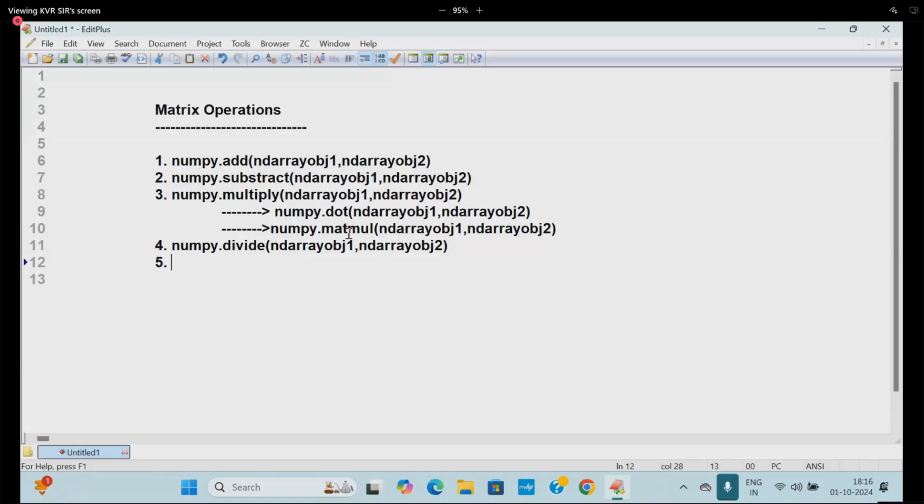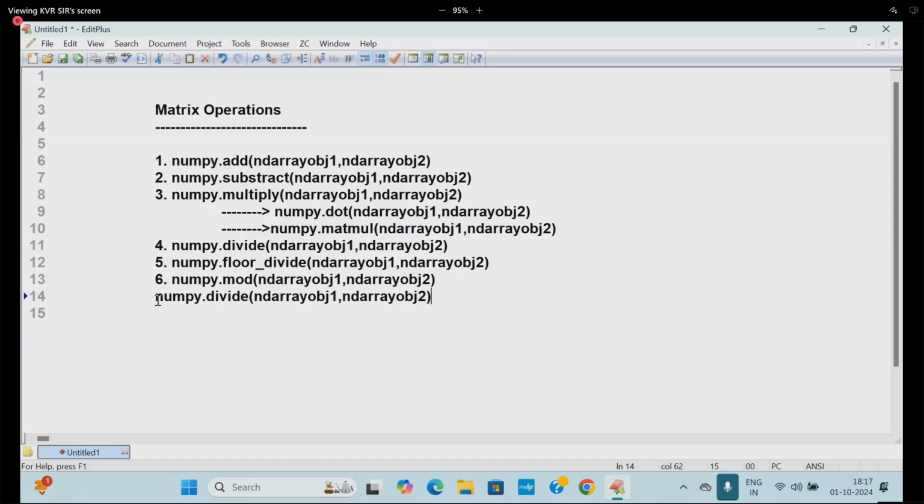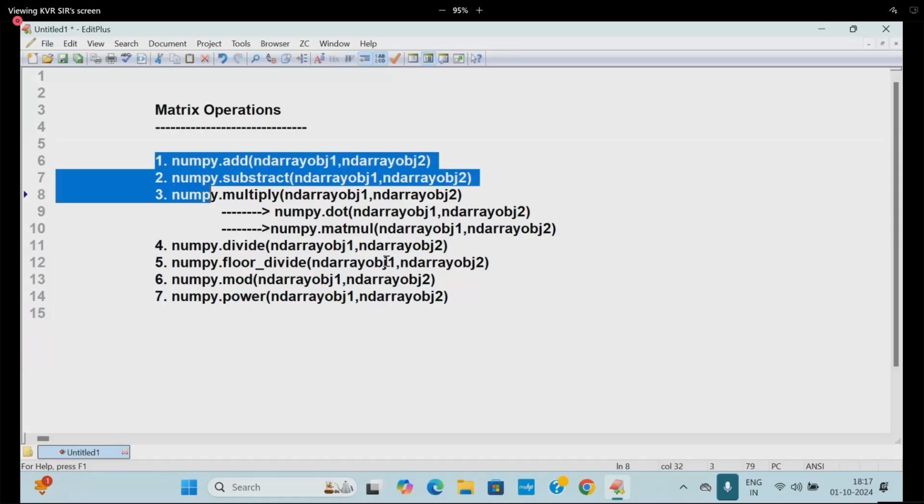And the fifth one is called floor_divide. That name is already written. Next is numpy.mod, so modulus. Then the seventh one I said is power. So simple. numpy.power of ndarray object 1, comma, ndarray object 2. These are the things we did.